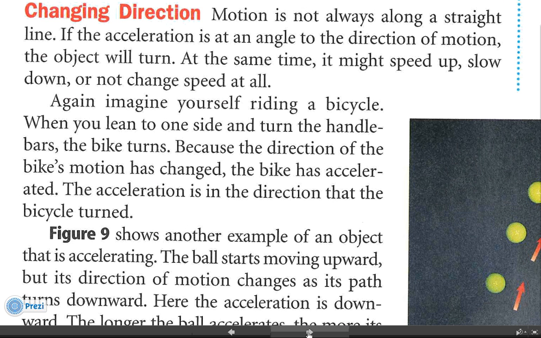Changing direction. Remember the three ways that velocity can change: if the speed changes, the direction changes, or they both change. So velocity has direction to it. Acceleration also has direction. So changing direction is another way that we can change our acceleration. Motion is not always along a straight line. If the acceleration is at an angle to the direction of motion, the object will turn. At the same time, it might speed up, slow down, or not change speed at all.